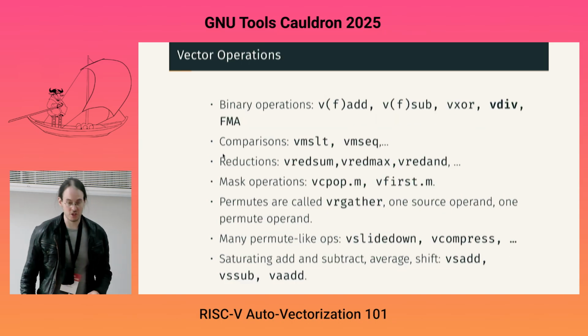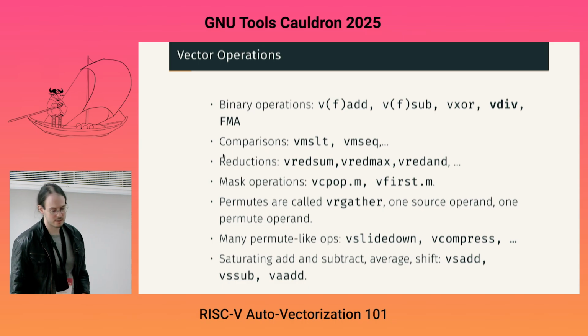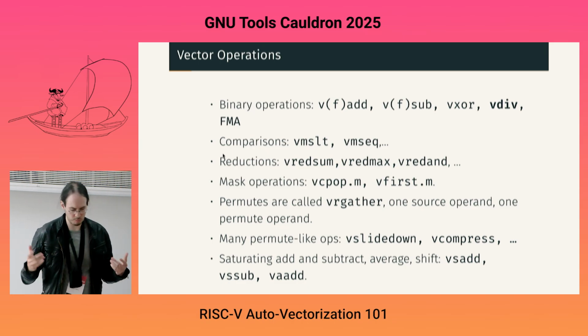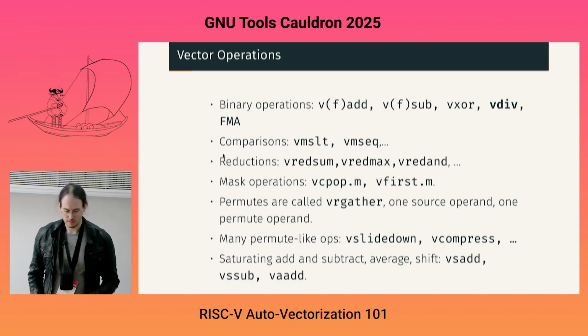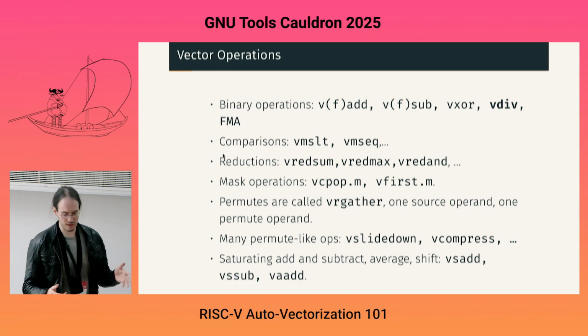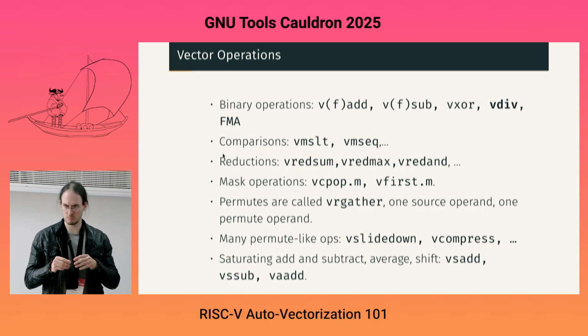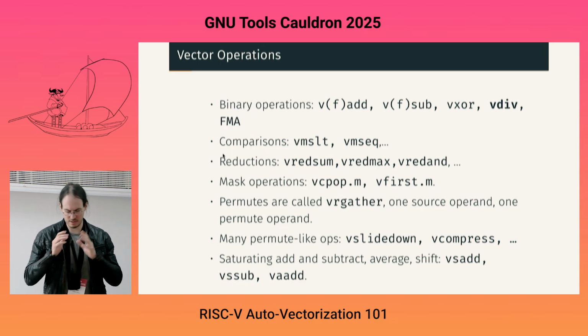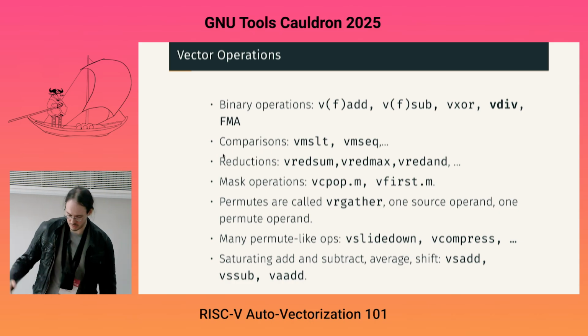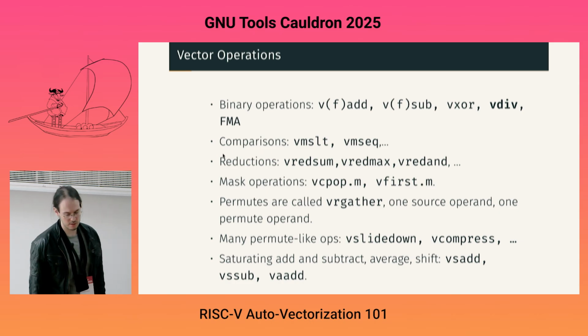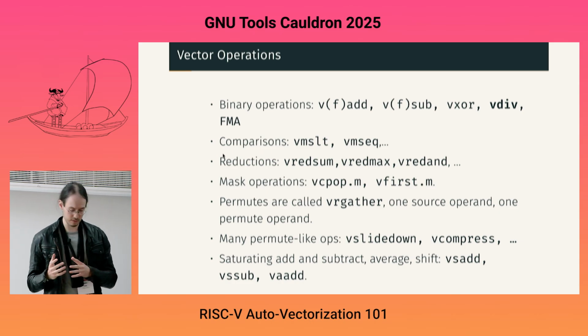So what vector operations do we have? There are no real surprises. We have add, subtract, XOR, all binary operators that you need. We have FMA. There are vector comparisons that are called VMS, meant to say vector mask set, less than, equal, and so on. We have reductions. We have mask operations. We have permutes that are actually called gather.